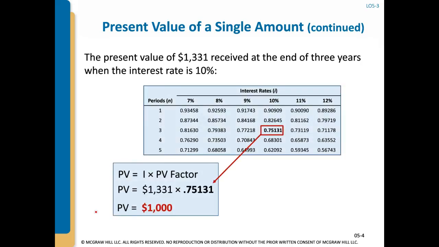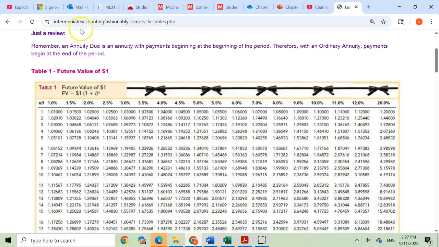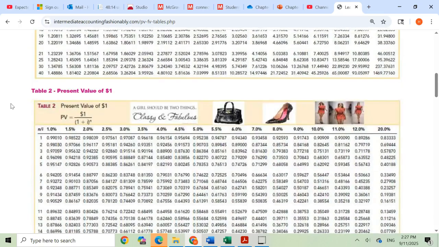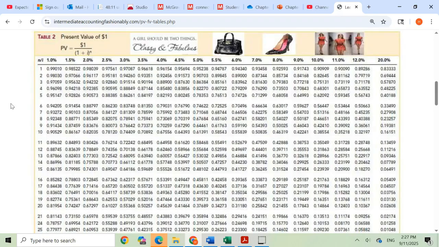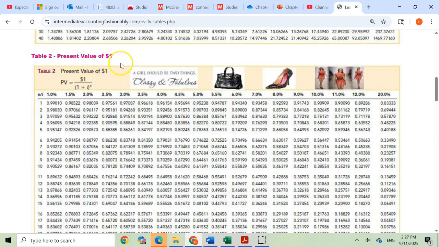So in this example, I already know what my future value is. I'm trying to figure out the present value. I would take my $1,331 and let me go into my factor table, which I'm still using the same website, but remember, table 1 was the future value of a dollar. That's not what I'm looking for. I'm looking for the present value of a dollar. It means I'm looking for the present value of a single amount. I know what I want my future value to be. I need to figure out what I need to invest today in order to achieve that amount. And so we're going to use table 2, present value of $1.